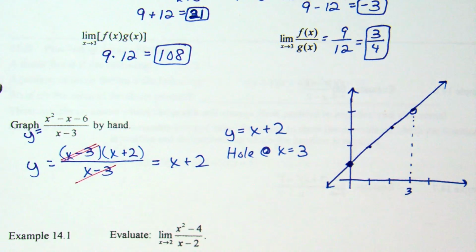Okay, so what would be the limit here? It doesn't ask this, but I'm asking this. What would be the limit of this function as x approaches 3?